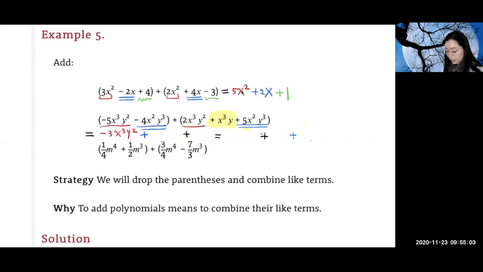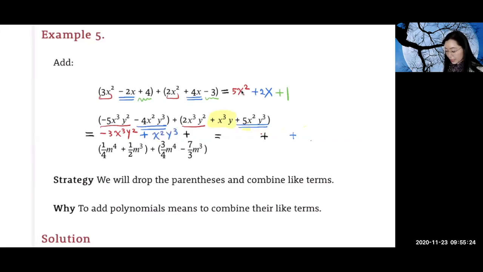And then this and this are like terms, right? x squared y cubed, x squared y cubed. So combine these two, we add the coefficients. Negative 4 adding 5 is 1. So we get 1 x squared y cubed.